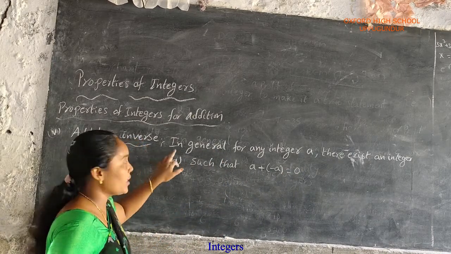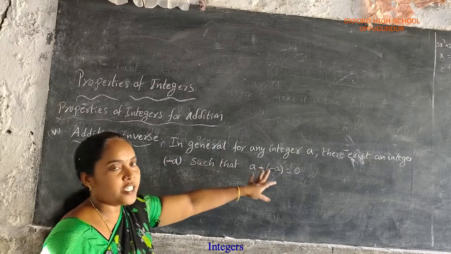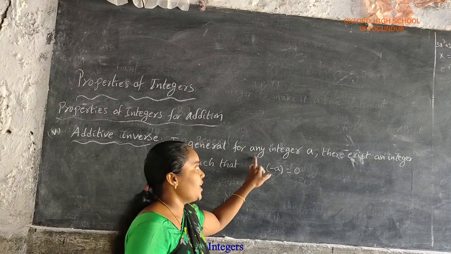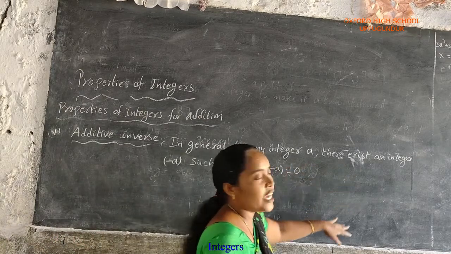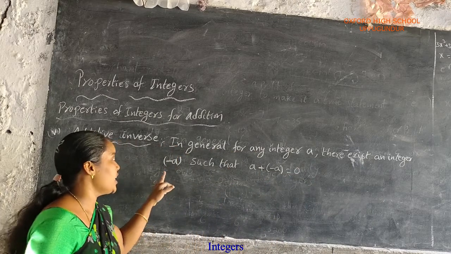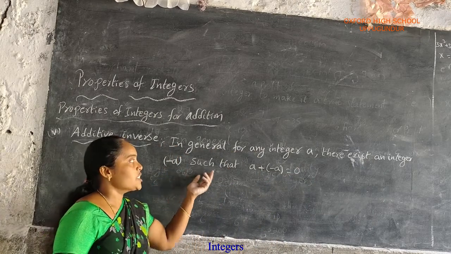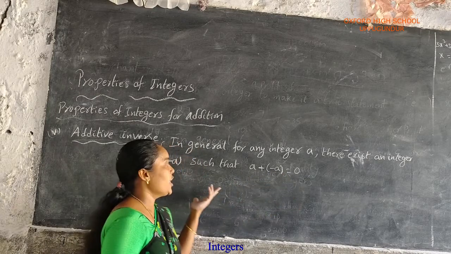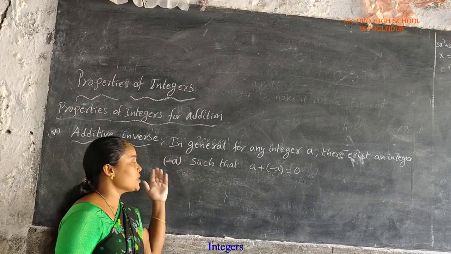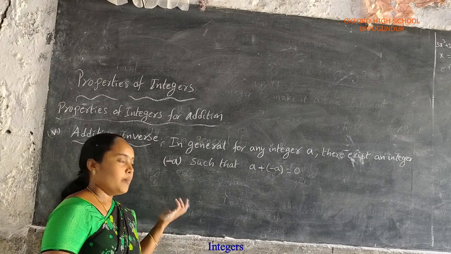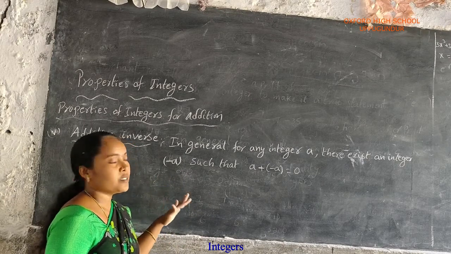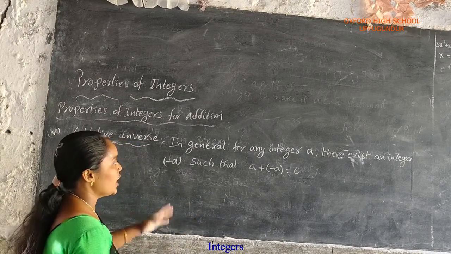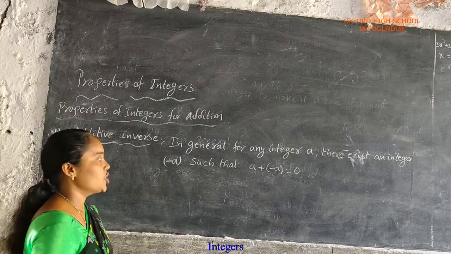Additive inverse once again. In general, for any integer a, there exists an integer minus a such that a plus (minus a) equals 0. Here the additive inverse of a is minus a. So a plus (minus a) equals 0.